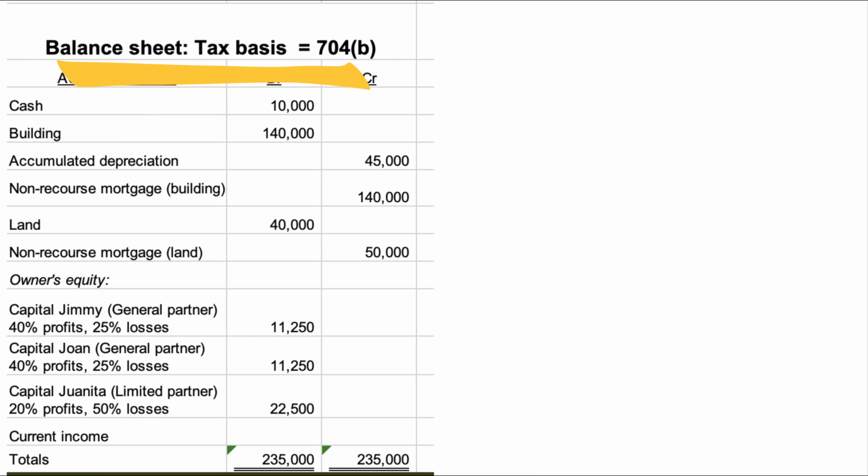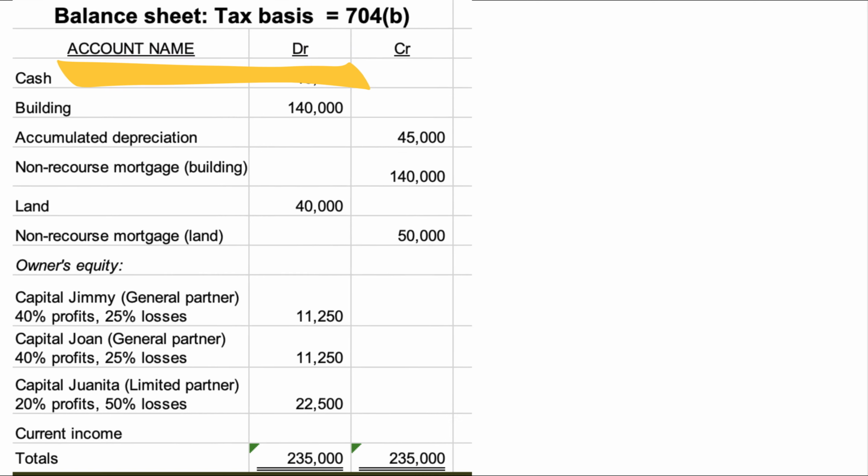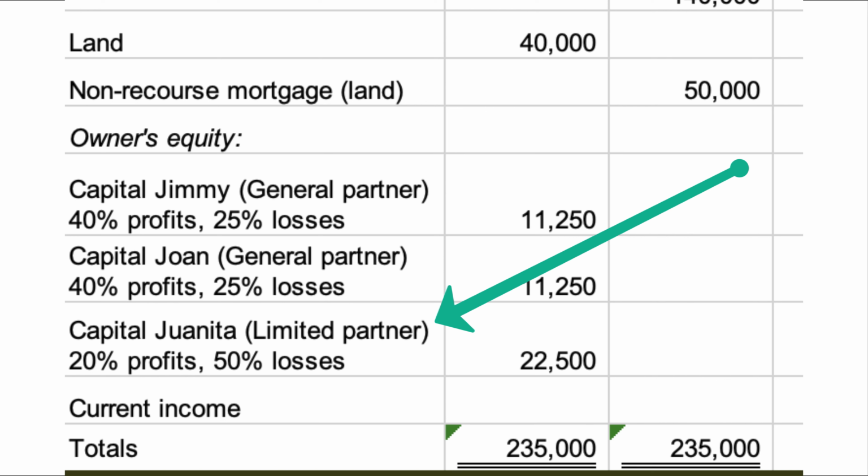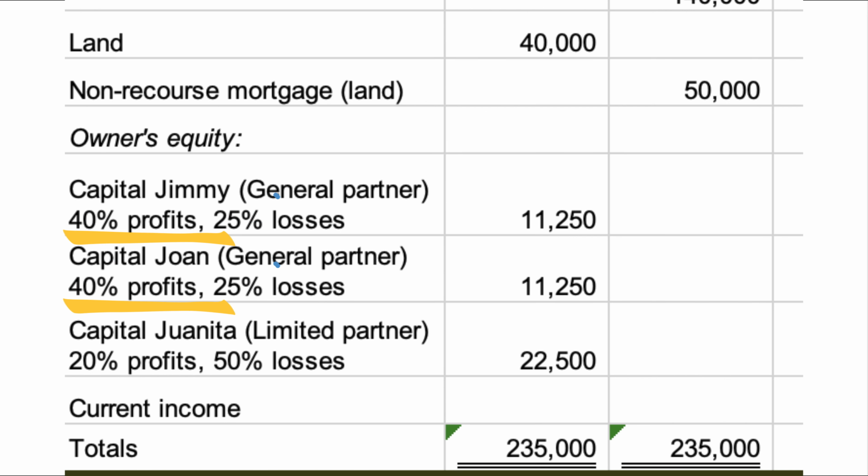The 704B balance sheet hasn't been revalued to current fair market value because no revaluation event specified in the Treasury regulations has yet occurred. Jimmy and Joan are general partners, and Juanita is a limited partner. Jimmy and Joan both have a 40% interest in profits, and Juanita has a 20% interest in profits. Jimmy and Joan both have a 25% interest in losses, and Juanita has a 50% interest in losses.